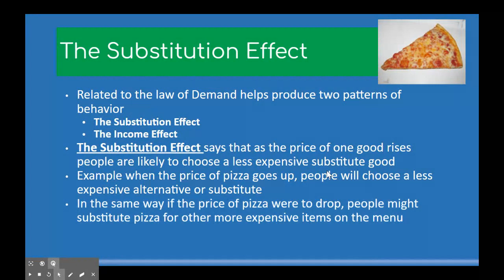In the same way, if the price of pizza were to drop, people might substitute pizza for other more expensive items on the menu. So they may buy something extra. They may buy fettuccine, or they may buy chicken Alfredo or something along those lines along with the pizza. So again, they could choose to buy more expensive things on the menu other than just pizza.